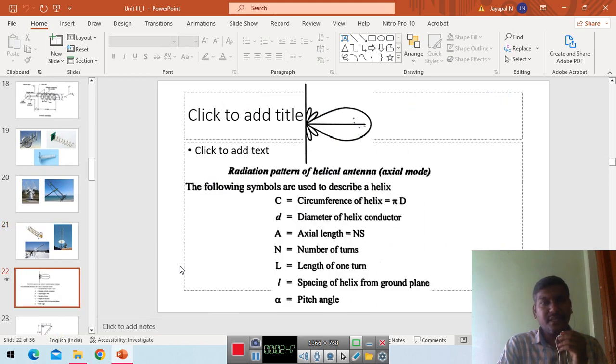And this is the radiation pattern of our helical antenna, and these are the notations used for analyzing a helical antenna. C is the circumference of the helix, D is the diameter of the helix, A is the axial length, N is the number of turns, L is the length of one turn, S is the spacing between turns, and alpha is the pitch angle.